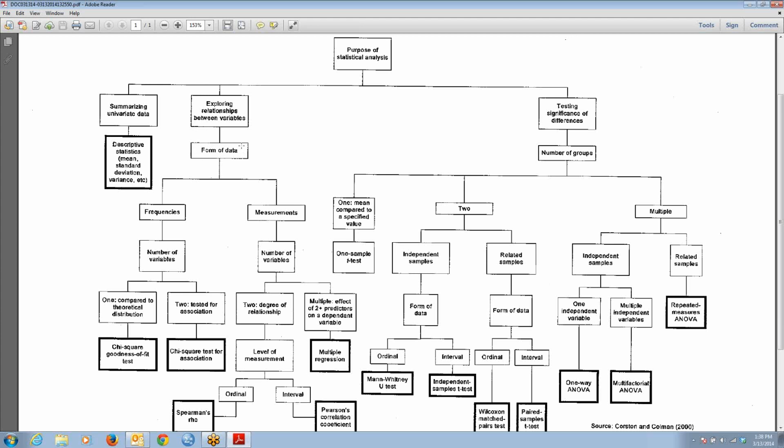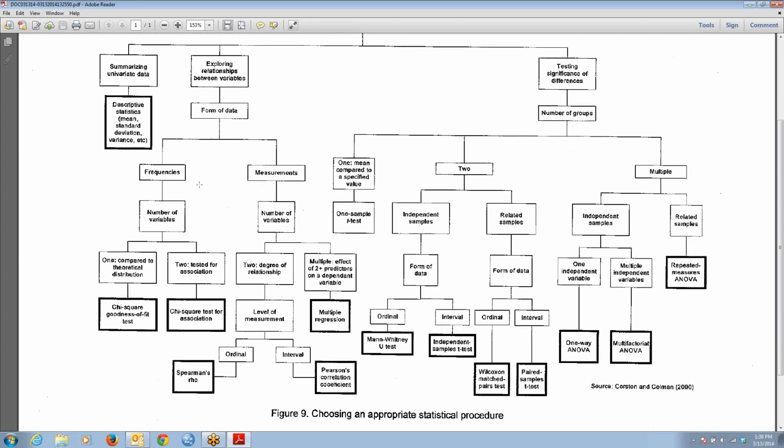If you go to this thing here, it says form of data, and then you have frequencies versus measurements. What we mean by frequencies is that it's nominal information, and then number of variables, that just means number of variables. And if you only have one variable, then you end up doing something called the chi-square goodness of fit test. Let me give you an example.